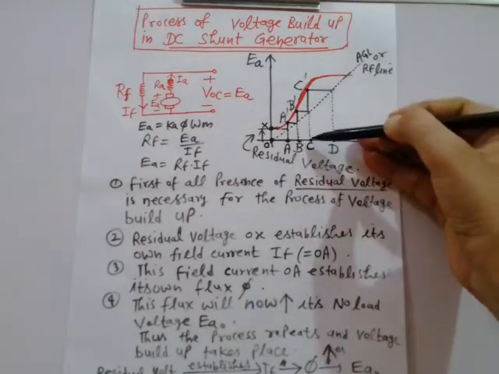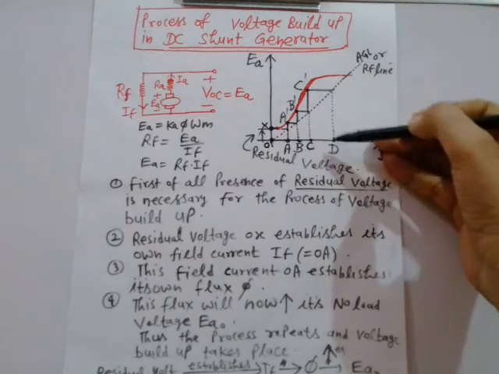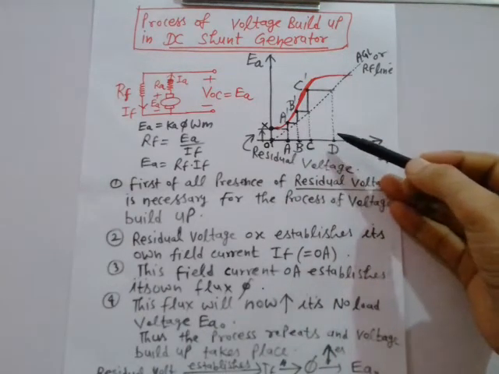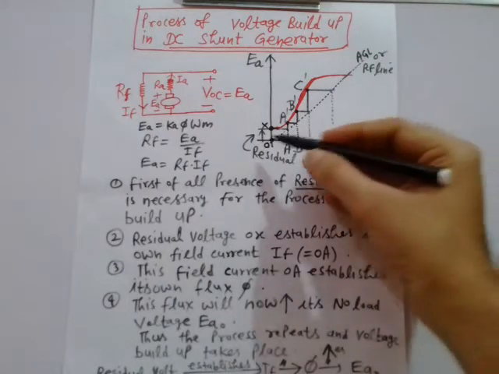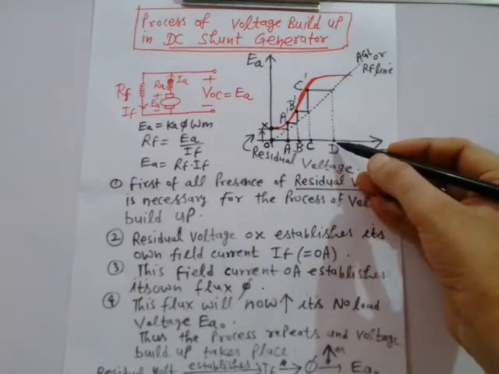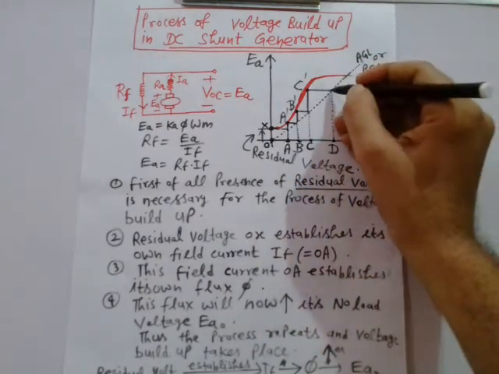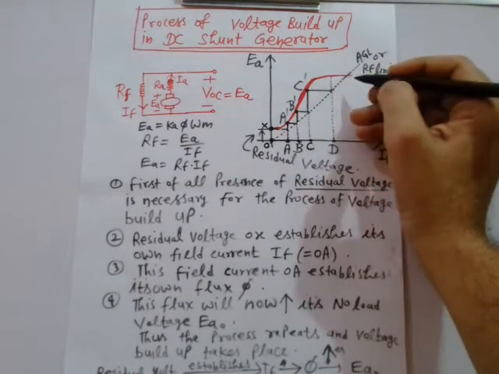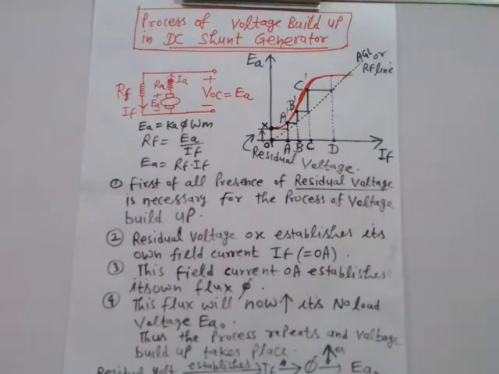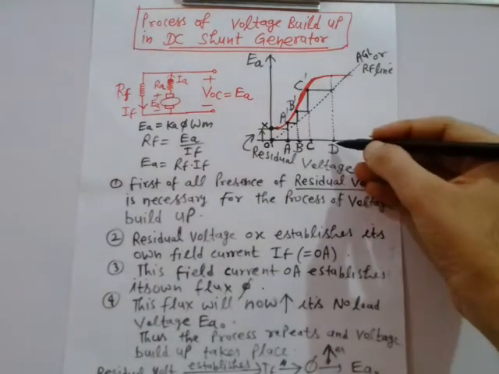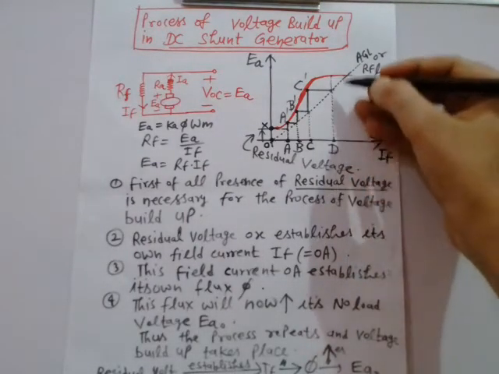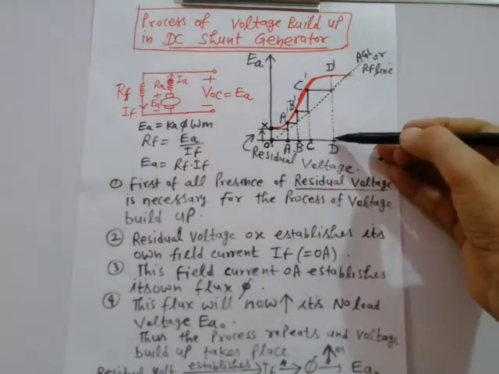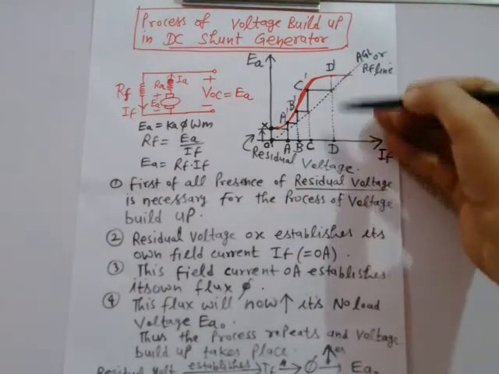So suppose this is the point D, right? So now this much field current would be there. Now this OD field current will establish its own flux, and this flux will produce its own voltage. So this voltage will now be D into D dash. So now you will get this much voltage, DD dash, right?